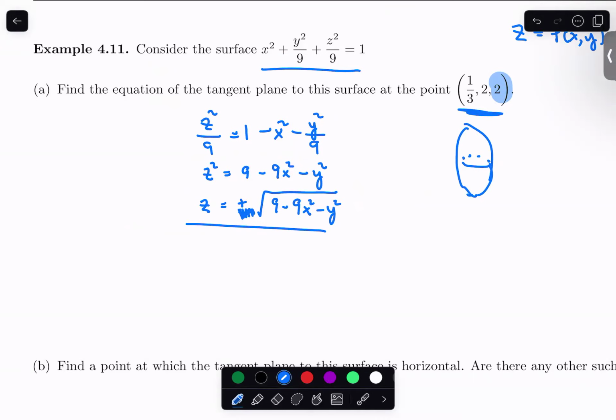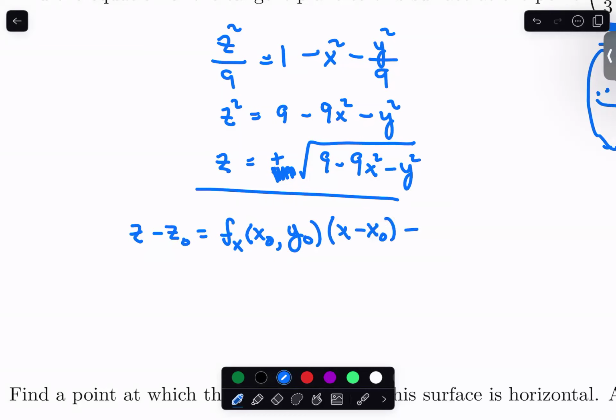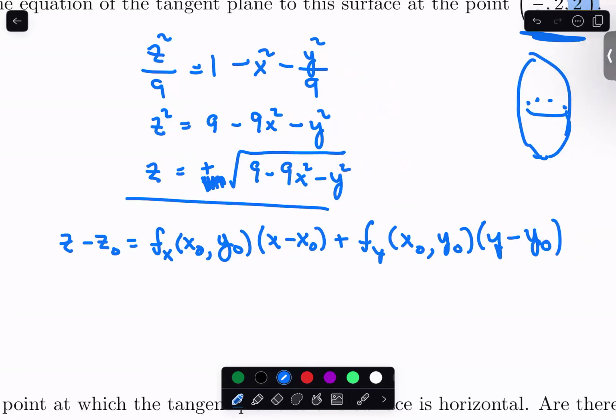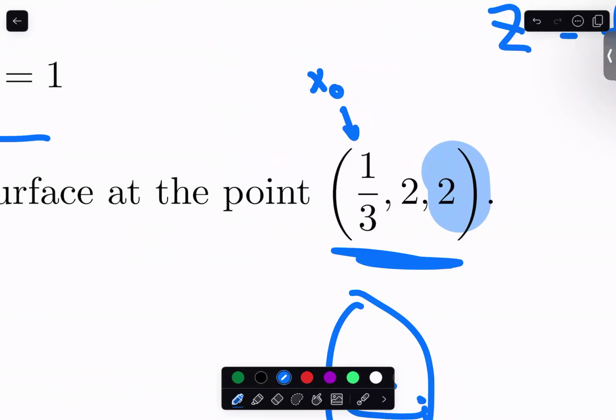So I have my z equals equation, and with that, I can find my equation for a tangent plane. My tangent plane equation goes like this: z minus z naught is equal to the partial derivative with respect to x at my special values of x and y, times x minus x naught, plus the partial derivative with respect to y at the special point, times y minus y naught. Again, our special value is 1/3, 2, 2. So x naught is 1/3, y naught is 2, and z naught is also 2.